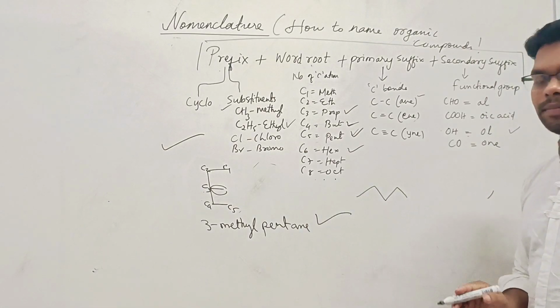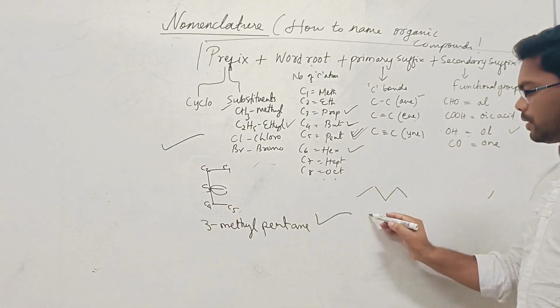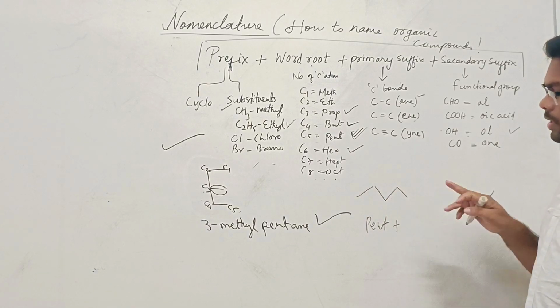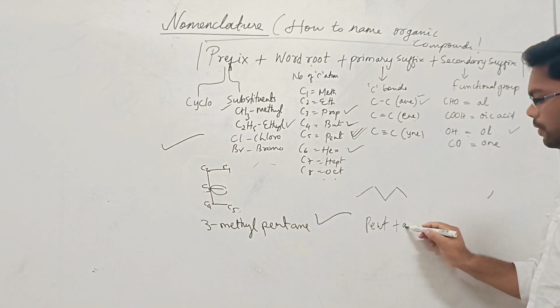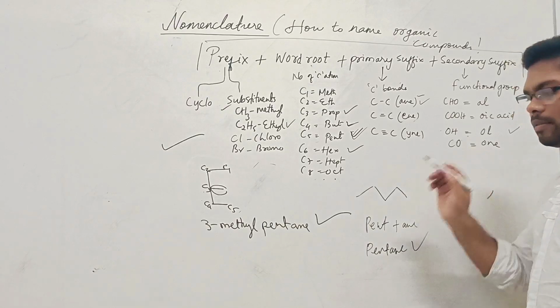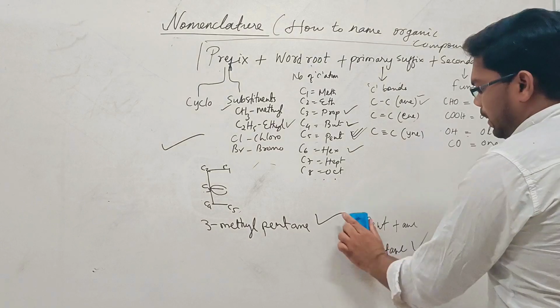What is the name? 1, 2, 3, 4, 5. 5 means pent. Pent, and all are single bonds. There is no double bond. Ane. So pentane. Just pentane. So in this way you can name.